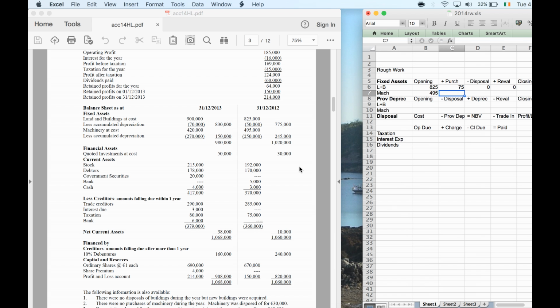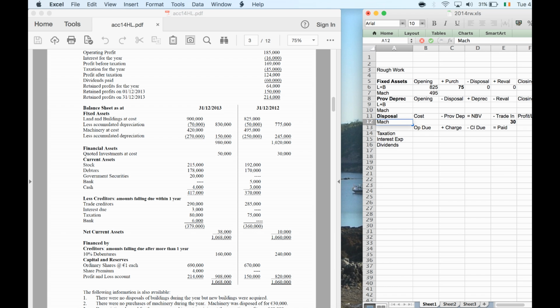Machinery. So just quickly check. No purchase of machinery. Machinery was disposed of for 30 grand. Okay, so I disposed of machinery for 30 grand. That doesn't mean that 30 grand is what goes in here to disposal, but we will work that out when we do our disposal account. So the money we got for selling our machine is going to be the 30 grand that goes there. So for machinery, I'll need to work out what was the provision for depreciation and what the machine originally cost, and I'll work that out as we go along.